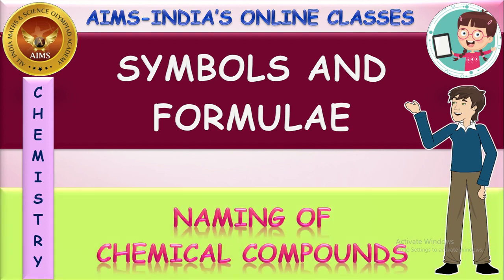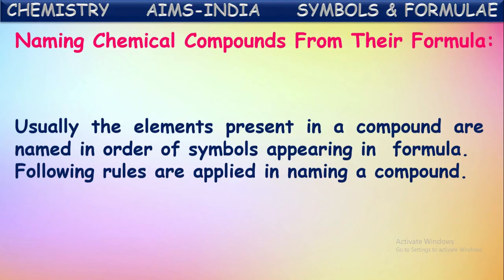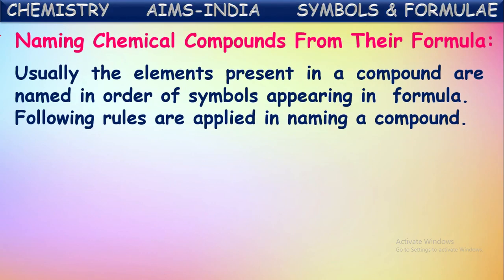Now in this session we are going to see the naming of chemical compounds by using their formulae. So by knowing the formulae, how to name a compound, we are going to see now. That is naming of chemical compounds. Usually, the elements present in a compound are named in order of their symbols appearing in the formula. So based on how the symbols appear in the chemical formulae, the names of the compounds are given.